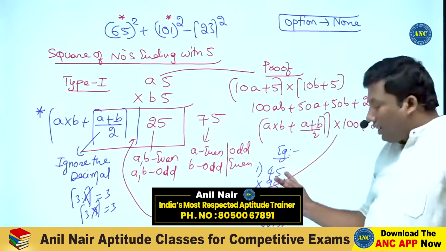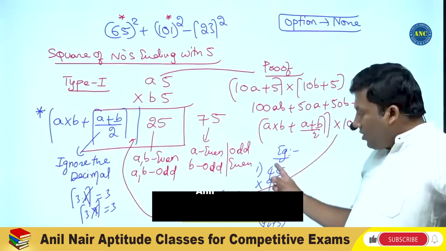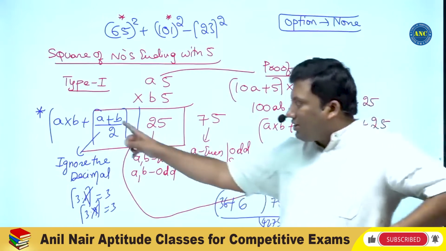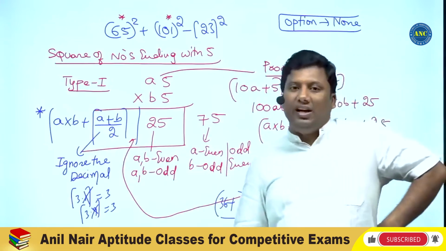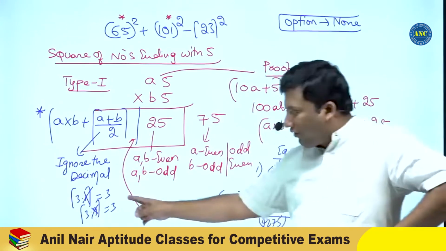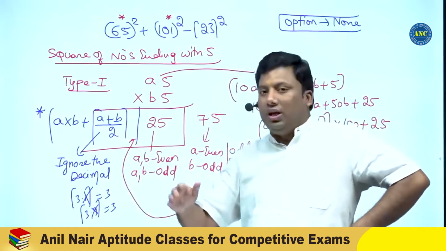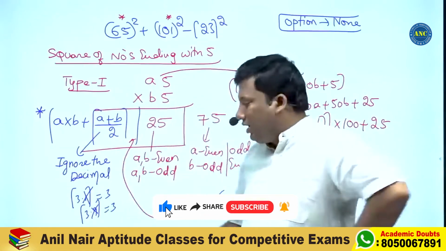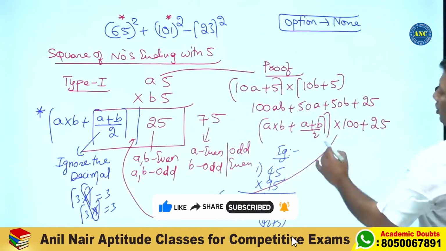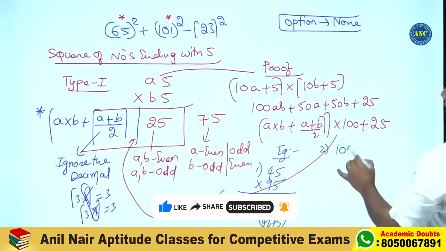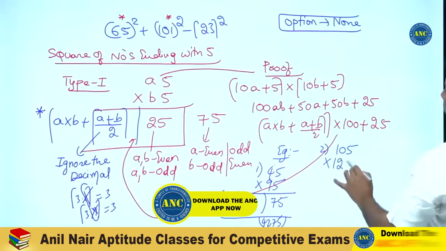Idea clear? Here, please do not make a mistake. A into B, 4 nines are 36. A plus B, 4 plus 9, 13. 13 by 2, 6.5. 3.1 also 3, 3.9 also 3. Just remove everything after the dot. 4275.